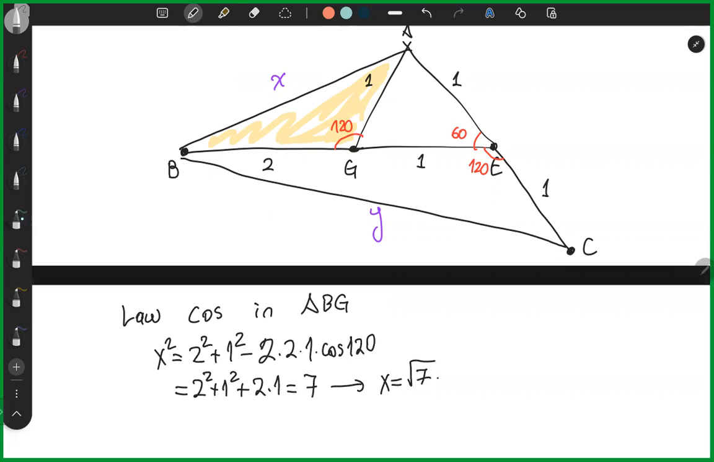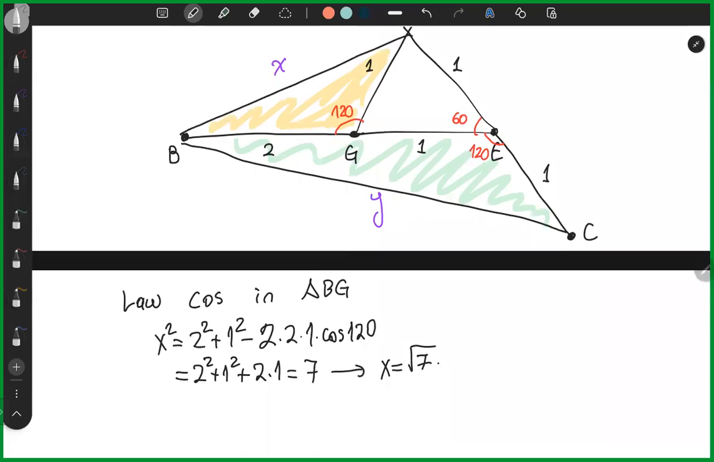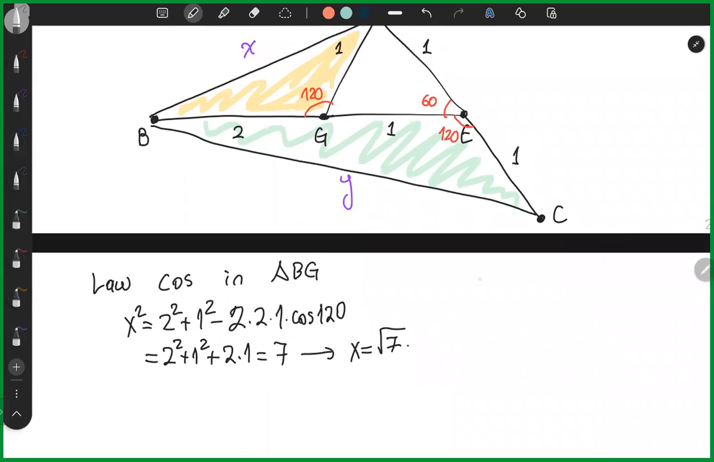And similarly, if I apply the law of cosines in the green triangle, then I can find Y similarly. So let's do it here. Y squared equals 3 squared plus 1 squared plus 3 times 1, since cosine 120 is negative 1/2, and this is 13. This tells me that y is root 13.